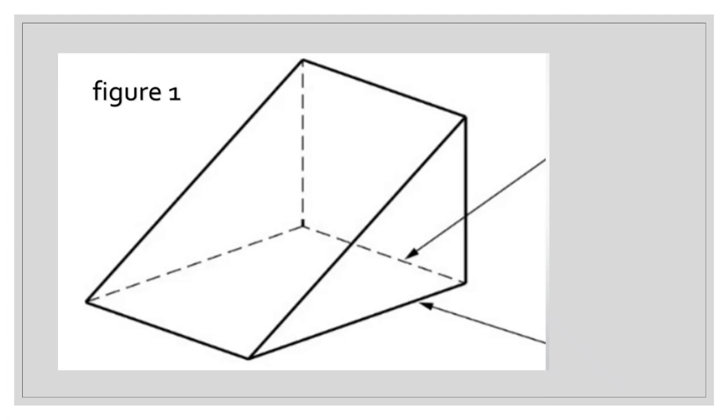Now let us try to evaluate figure 1. What do these broken lines represent? Hidden line. Very good, it's a hidden line. And the thick line? Visible line. Perfect, it's the visible line.